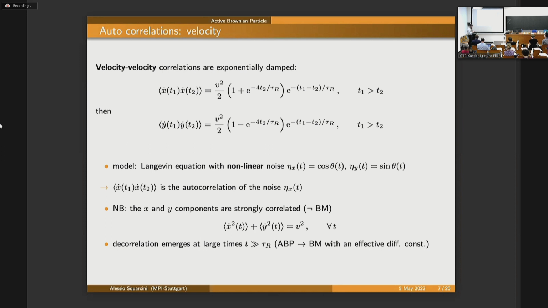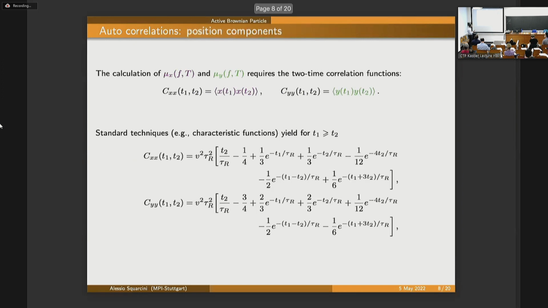As it will appear in a moment, the active Brownian particle will actually resemble the Brownian motion, but only in this regime where you have this decoupling, provided you define an effective diffusion, of course. Okay, coming to the power spectral density, as I told you before, it is essential to know this correlation function of xx and yy. And this can be computed by standard techniques. For instance, you can use the method of characteristic functions, and you get results like that. Then you have to plug all this into the machinery and do the calculation. So as you understand, it will be quite cumbersome.